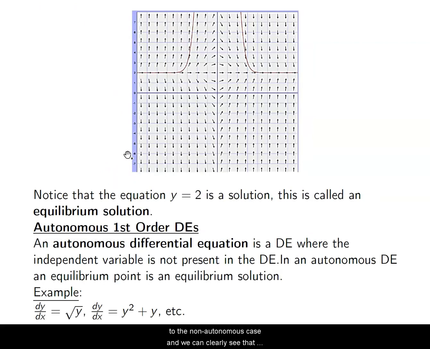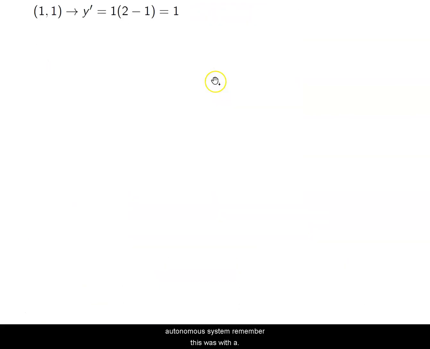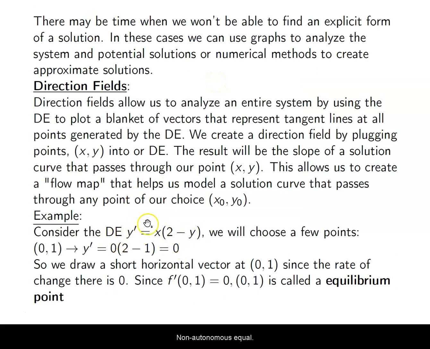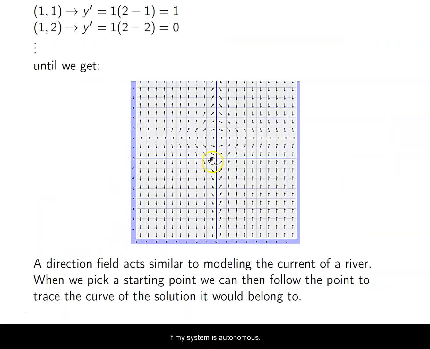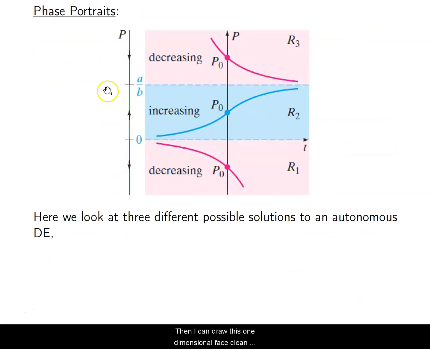Okay. Now, let's go to the non-autonomous case, and we can clearly see that this is not the case. If this is my only critical point here, notice in the region above it, I have increasing and also decreasing slopes. In the region below this critical point, I have decreasing and increasing slopes. That's true because this is not a direction field that is associated with an autonomous system. Remember, this was with a non-autonomous equation. Okay, so if my system is autonomous, then I can draw this one-dimensional phase plane projection, or phase portrait, I should say.